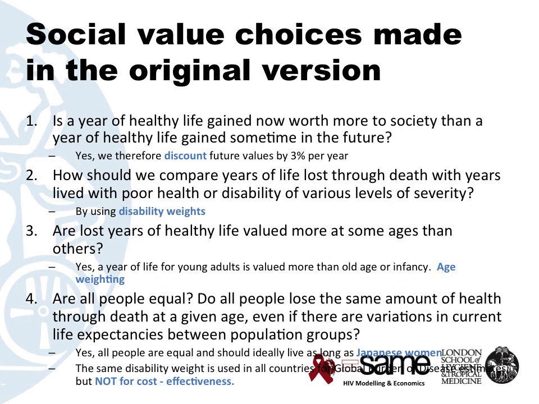Just to start off and start raising issues, the disability-adjusted life year has a big, long calculation, and it's the very last slide that you'll all have. I'm not going to present it. But intrinsic in the disability-adjusted life year are a number of assumptions that are represented by these questions. So is a year of healthy life gained now worth more to society than a year of healthy life gained sometime in the future?